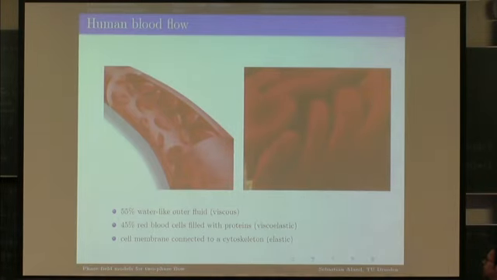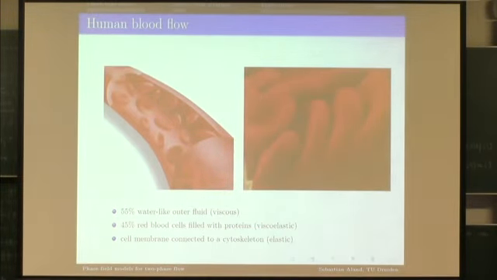Other examples include blood flow, where blood basically consists of 55% water-like viscous fluid, and 45% of blood volume is actually covered with red blood cells. These are kind of viscoelastic because there's stuff in these red blood cells. So you have essentially two phases, inside the red blood cell and outside the red blood cell. Additionally, you have a cell membrane on the interface between these two phases, which is also elastic due to a cytoskeleton.